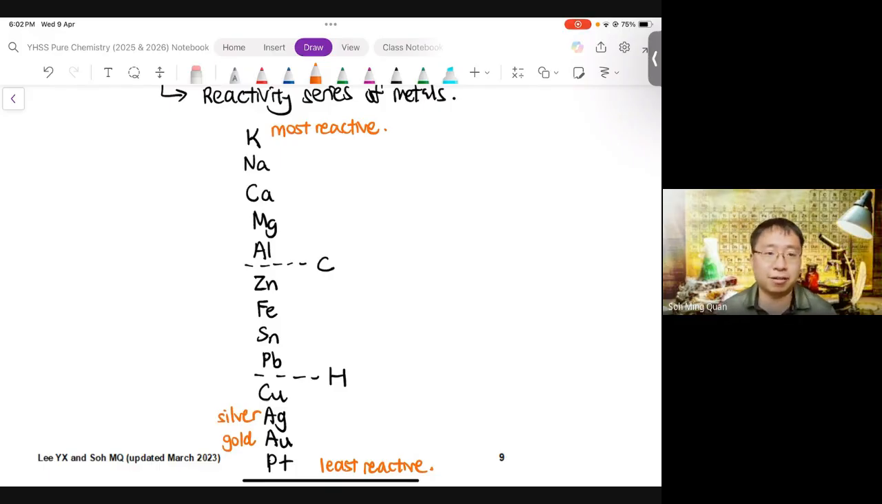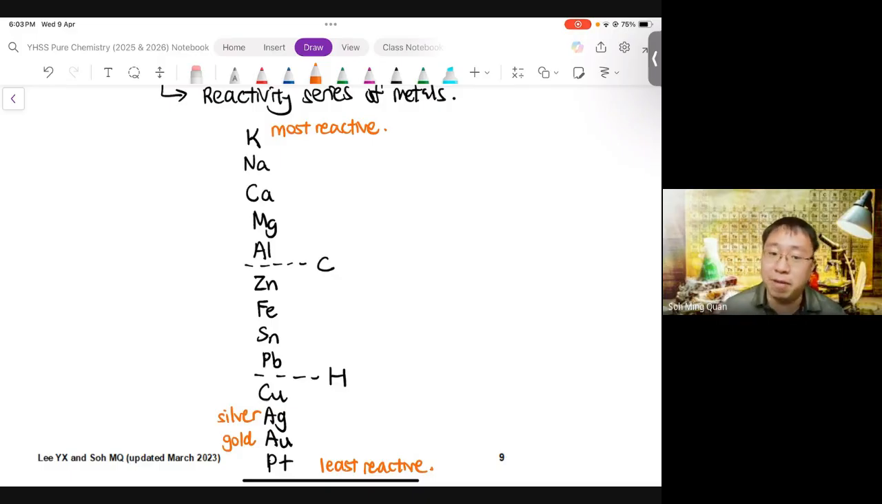All right. Ag is silver. So you notice gold, silver, platinum. Platinum maybe you have heard of before as well. Gold, silver, and platinum, they are super unreactive. They are right at the bottom. All right, super duper unreactive. They are right at the bottom.